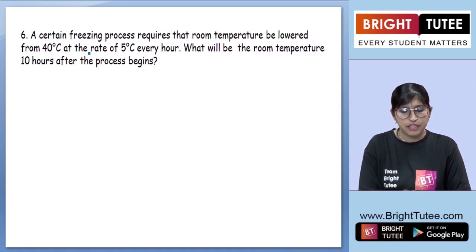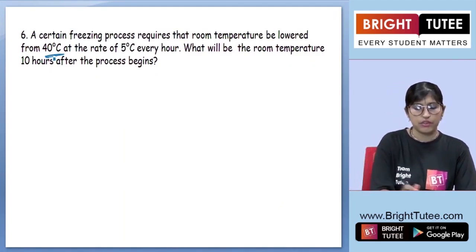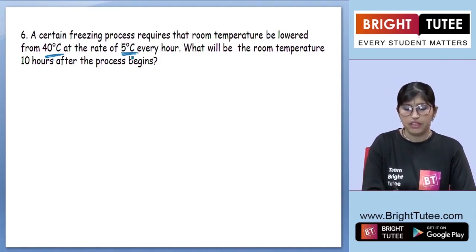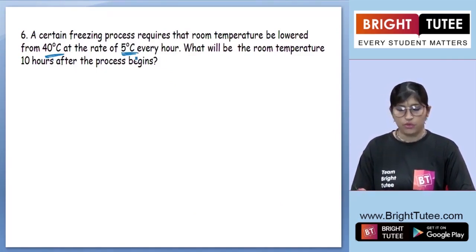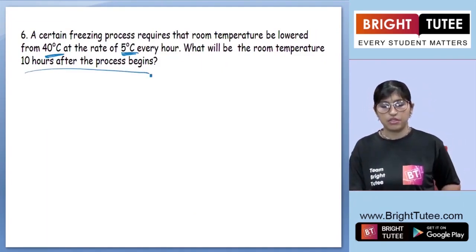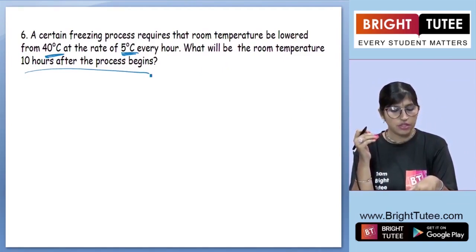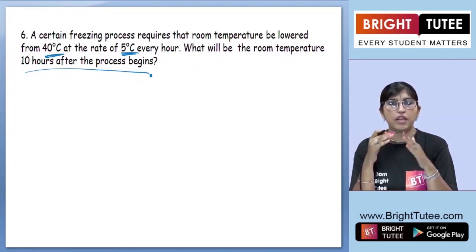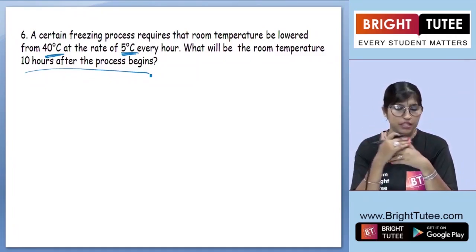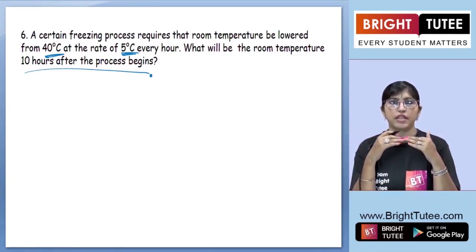It says a certain freezing process requires that room temperature be lowered from 40 degrees Celsius at the rate of 5 degrees Celsius every hour. What will be the room temperature 10 hours after the process begins? The temperature starts getting lowered from 40 degrees Celsius, at the rate of 5 degrees Celsius every hour. So every hour we are subtracting 5 degrees Celsius because it is lowering down.